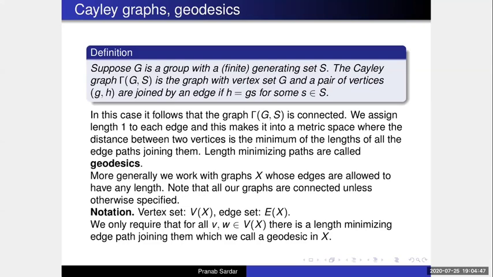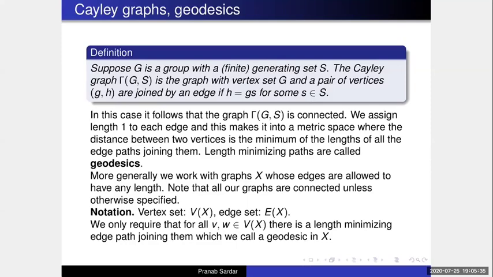The Cayley graphs are graphs, but we work with more general graphs also, where edges are allowed to have any positive length. To make it into a metric space, we always work with graphs which are connected. I use the notation V(X) for the vertices and E(X) for the edges of a graph X. We need that given a pair of vertices v, w, there is a geodesic joining them, a length minimizing edge path joining them. So our graphs are like this all the time. Although the lengths can be different, we need this because we have to talk about properties of geodesics in a graph and so on.